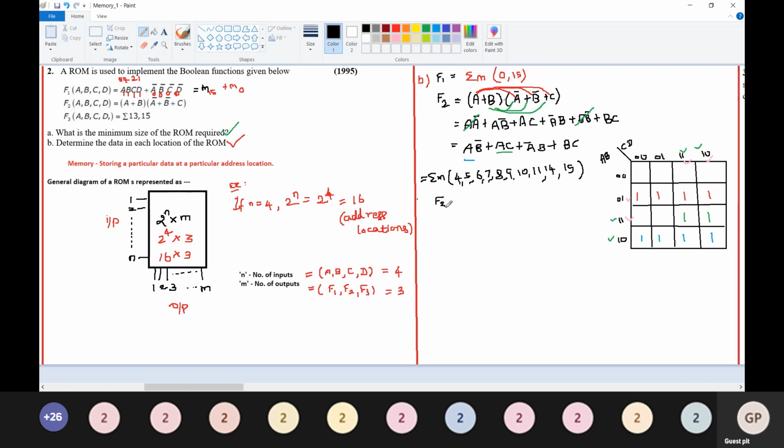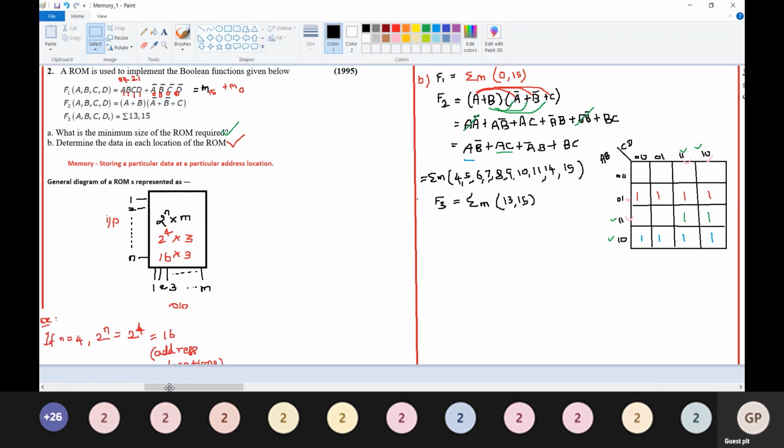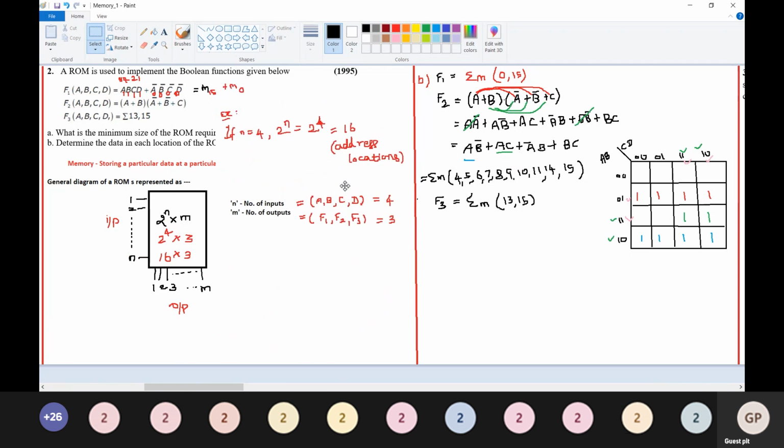And finally, for the function f3, it's already given in the question as 13 and 15. So these are the functions for this given problem. So now put this here.